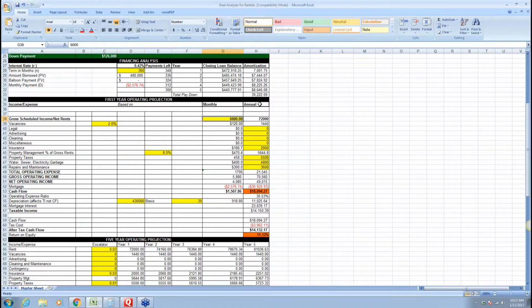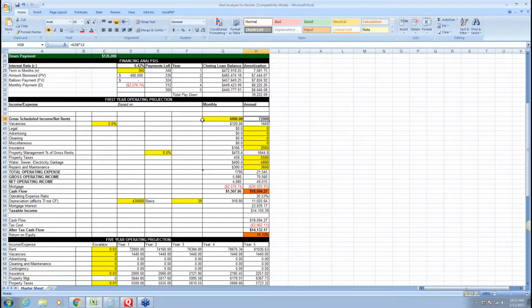On the column here to the right, you have your annual amounts. So annually, again, a sample, this property is going to bring in $72,000 a year. All right, so that's income. That's typically usually going to be it. I mean, if you have parking or laundry or anything like that, that could add to your income. But for this example, again, we're just going to use gross rents.